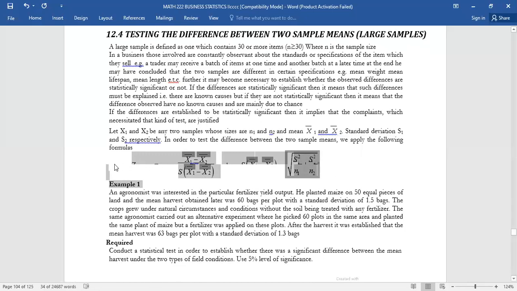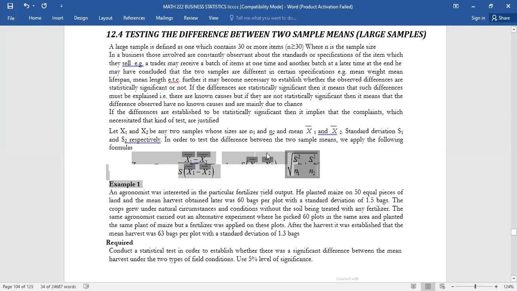We are talking of the Z-score. These are differences of two sample means. So Z is equal to, you can write it somewhere, the sample mean 1 minus sample mean 2, all over the standard deviation of sample mean 1 minus sample mean 2.